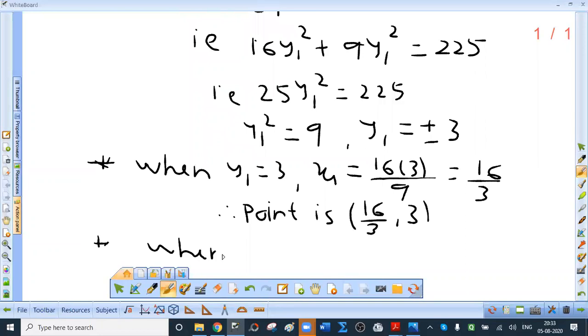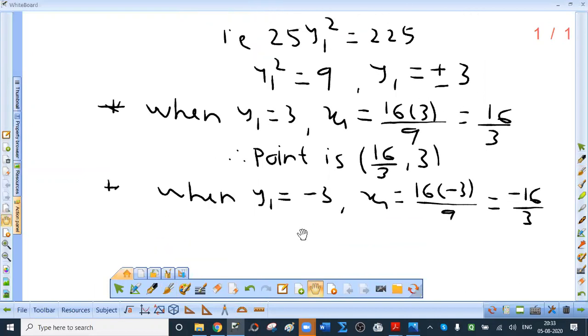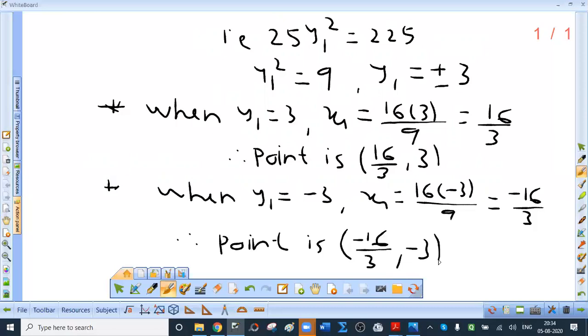Because of symmetry, when y1 is minus 3, x1 is 16 into minus 3 upon 9, that is minus 16 upon 3. Therefore, the point is minus 16 upon 3, minus 3. And therefore, there are two such points.